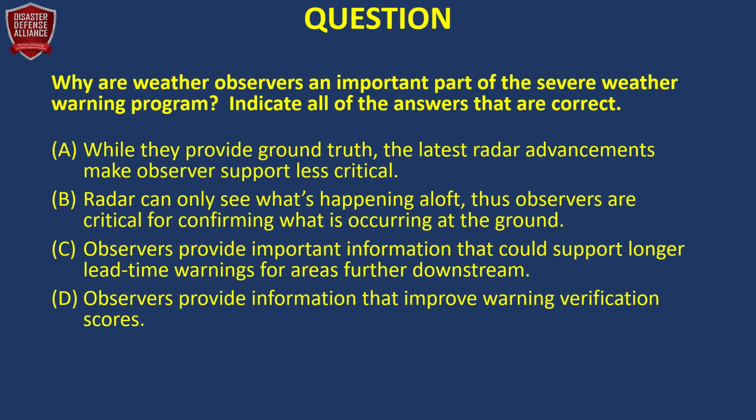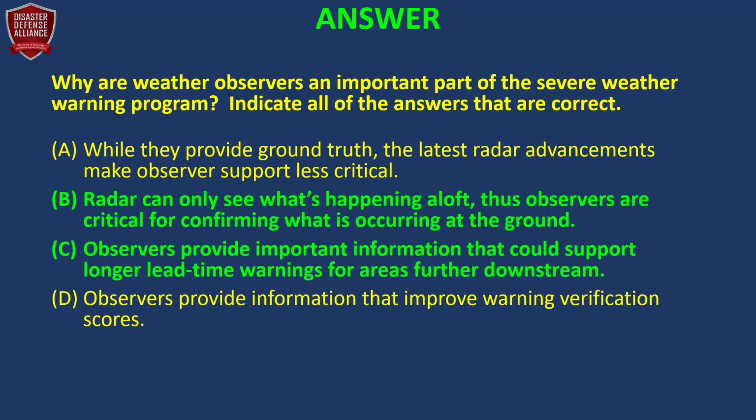Hopefully you found that the correct answers are B and C. As great as the radar is, it still scans well above the ground. Thus, it doesn't always indicate what's happening at ground level. Storm watchers can help get warnings out for downstream areas, especially in challenging situations like small tornadoes or strong surface winds that radar can have difficulty detecting at times.